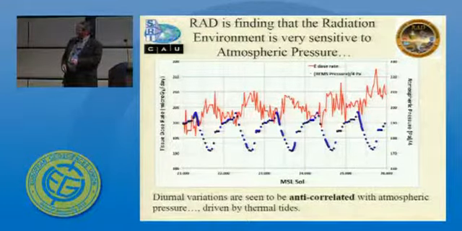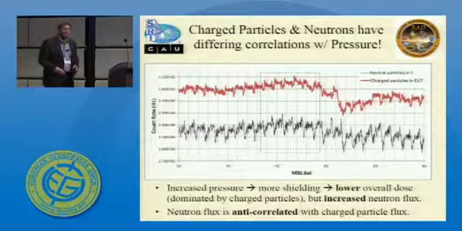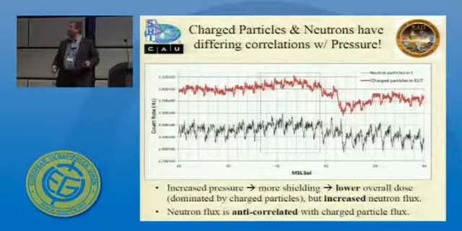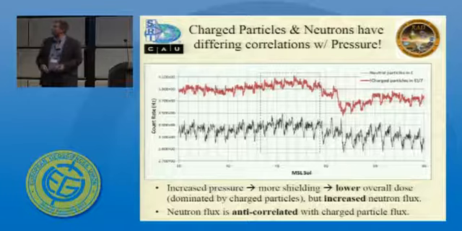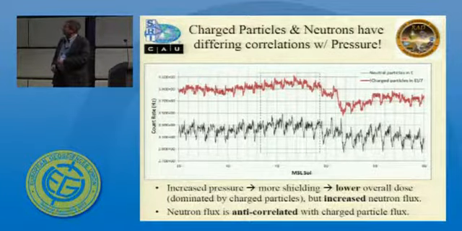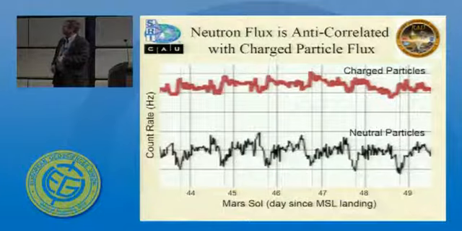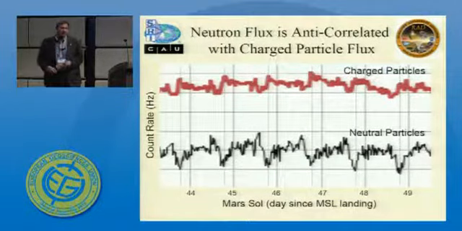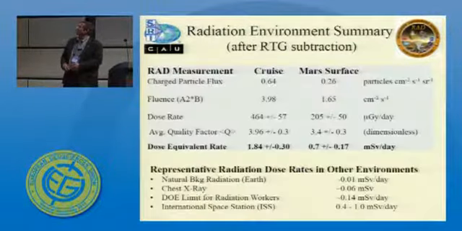Ironically or curiously, the neutron flux, which is a result of nuclear reactions or interactions in the atmosphere, actually is positively correlated with the atmospheric pressure. And so you can sort of see here, as the charged particle flux is up, the neutron particle flux is down. And this is being worked on and discussed in a poster that's being shown this evening.